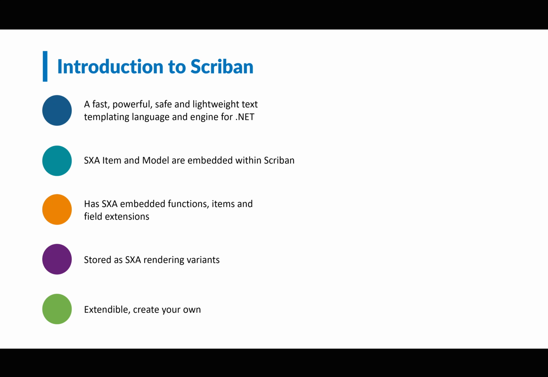It has embedded functions, items, and field extensions that we're going to talk about and cover later on, stored as SXA rendering variants. So when you create a new template, you just create a new SXA rendering variant of type Scriban, and you just add your Scriban template within there.